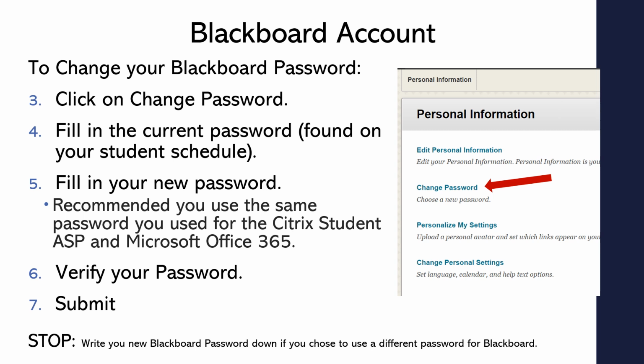Go ahead and fill in the current password that you found on your student schedule or you got from the computer department. And then you need to fill in your own unique password. Again, we recommend that you use the same password you used for the Citrix Student ASP and Microsoft Office 365. Whatever password you choose, go ahead and type it in again and verify your password and then click Submit. That is your new Blackboard account information. We recommend that you stop and write down your Blackboard password if you chose to use a different password for Blackboard for any reason.